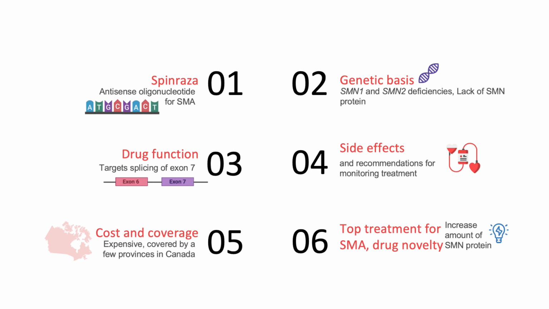Despite these side effects, Spinraza remains the top treatment for SMA. Its novelty for targeting the splicing mechanism of the SMN2 gene makes Spinraza an effective treatment that is able to increase the amount of SMN protein and alleviate some of the muscle atrophy associated with SMA.